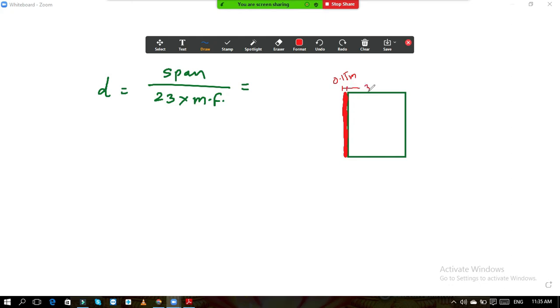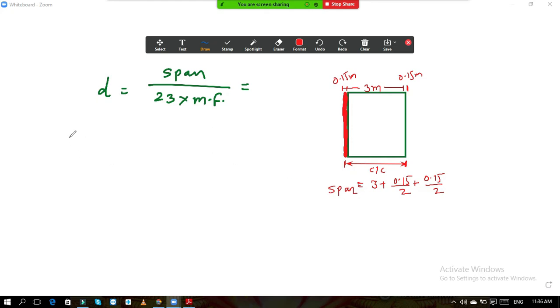Clear span from this point to this point is 3 meter. And again here the support will be there. This is again 0.15 meter. So the center to center distance is from the center of this support to the center of this continuous support over here. This we need to calculate. This is your C to C, center to center distance. And how much is it? It will be 3 plus 0.15 by 2, half of the support on the left hand side plus half of the support on the right hand side. So this is nothing but your span.